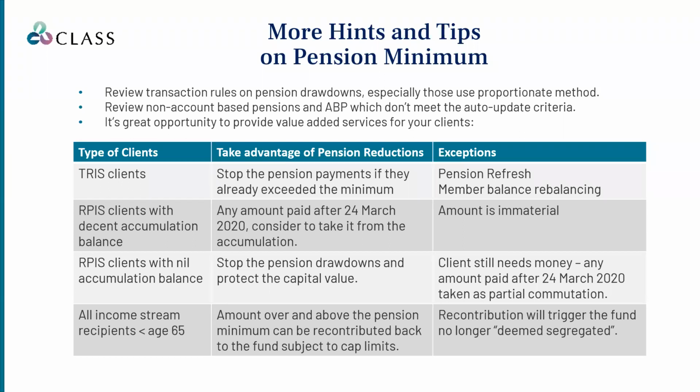For retirement phase income stream with no accumulation balance, you may consider stopping some of the pensions and consider doing a partial commutation if they still need the money. And for all income stream recipients under the age of 65 previously, any amount above the pension minimum can potentially be recontributed to the fund subject to the contribution limits.